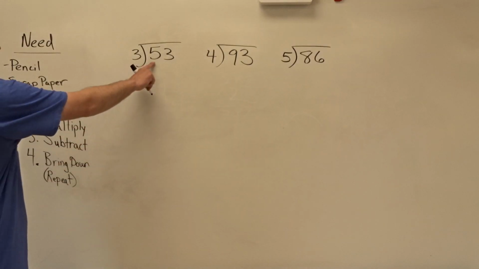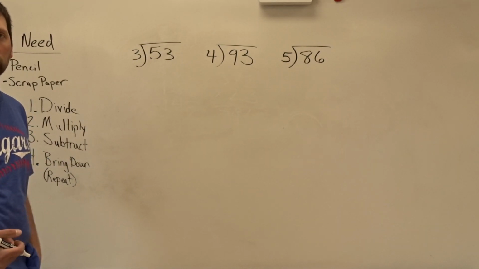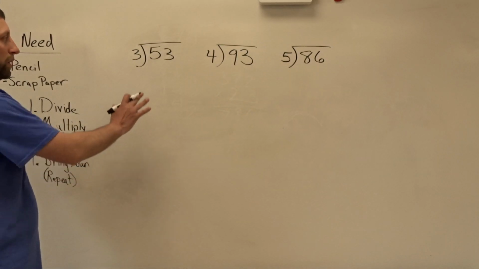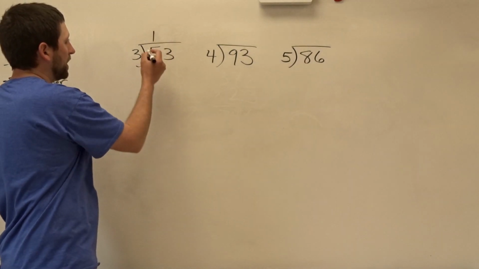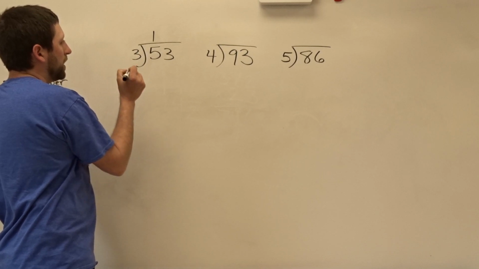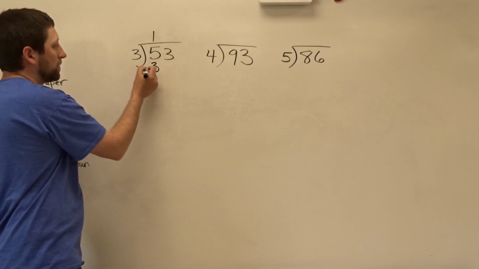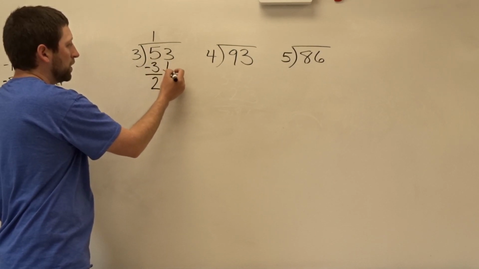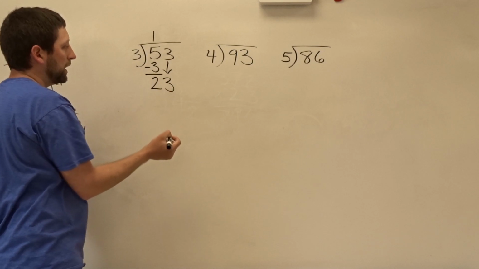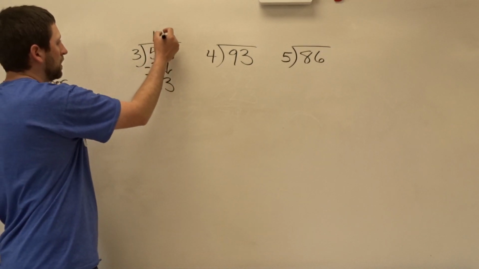Let's work through 53 divided by 3. Follow along on your paper. See if your paper matches what I do on the board here. 5 divided by 3. I can do that 1 time. Second step, multiply 1 times 3, 3. Third step, subtract 5 minus 3, 2. Bring down the 3. Divide 23 divided by 3.